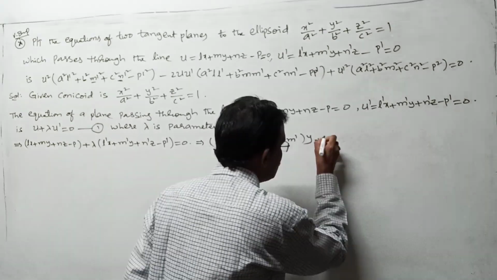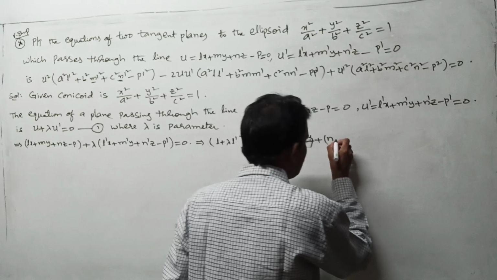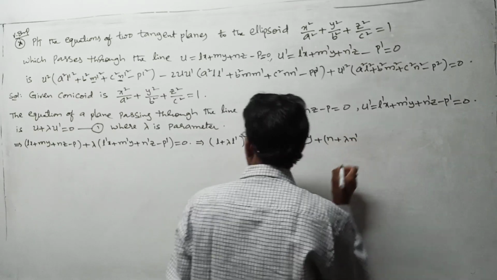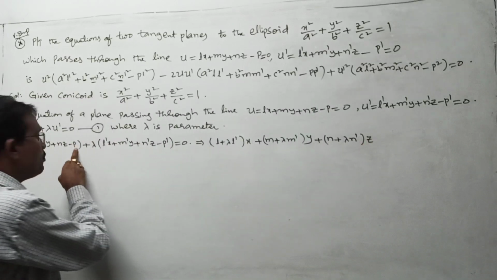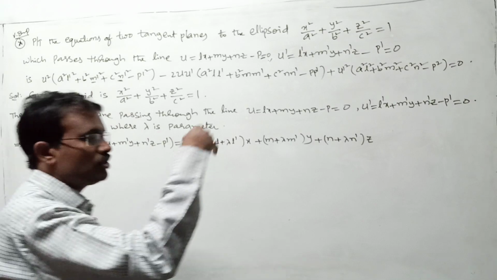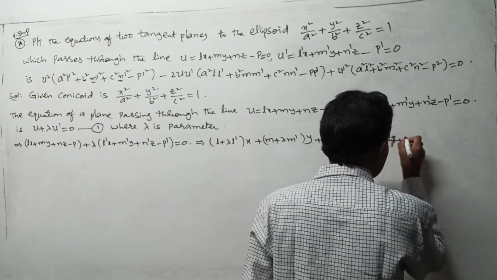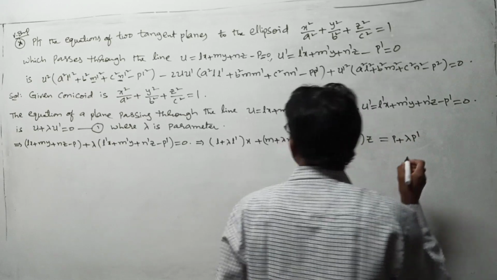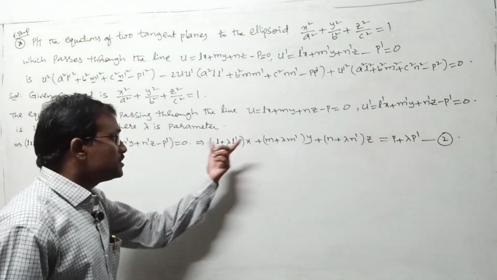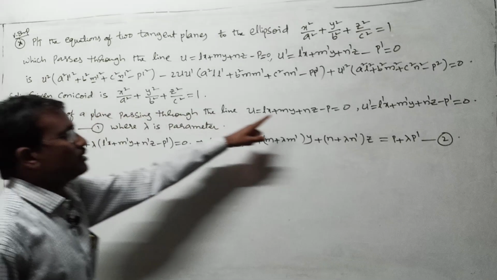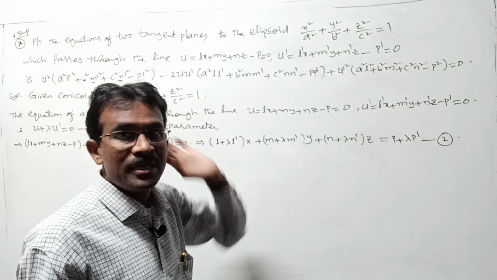Plus Z coefficient is N plus lambda into N dash z. X, Y, Z coefficients over, what remains is minus P minus lambda P dash. I want to take it to the other side. It is P plus lambda P dash. Let it be number 2 for our terminology. Okay. This is a plane that passes through this line. Right? But in the statement, what are they giving? It is a tangent plane to the conicoid.